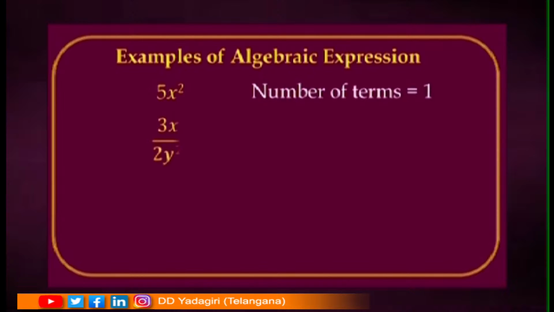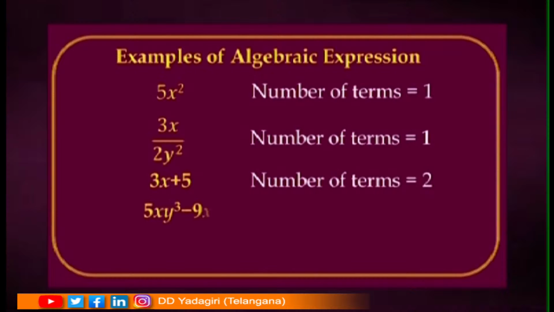Let us take another example here. 3x into 2y square. Here x and y are two variables. 3 and 2 are constants. The exponent of x is not given, so it is 1. The exponent of y is 2. This entire thing is a single term, so the number of terms is 1. In 3x plus 5, there are two terms, 3x and 5. And in 5xy cube minus 9x plus y, you have three terms, where x and y are the two variables.